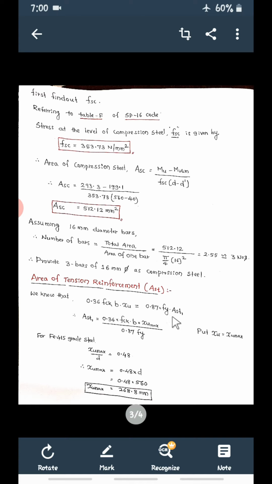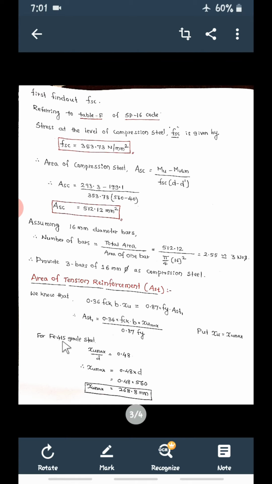From this we can find out AST1. AST1 is equal to 0.36 FCK B into XU divided by 0.87 FY. But here for the singly reinforced part we are considering the maximum steel, so wherever XU is there we can put XU is equal to XU max. So substitute the value. What is XU max now? We have to calculate XU max.